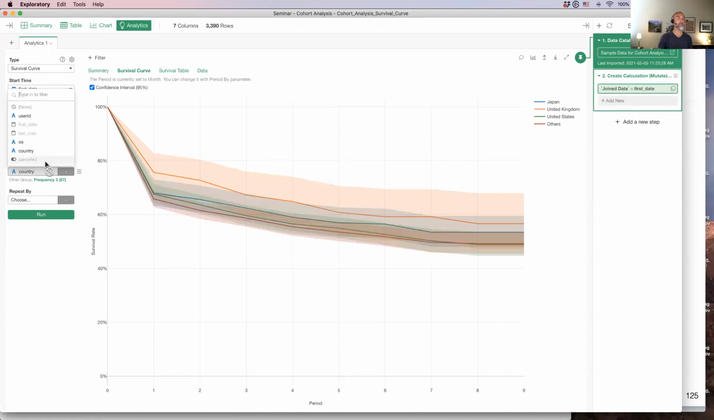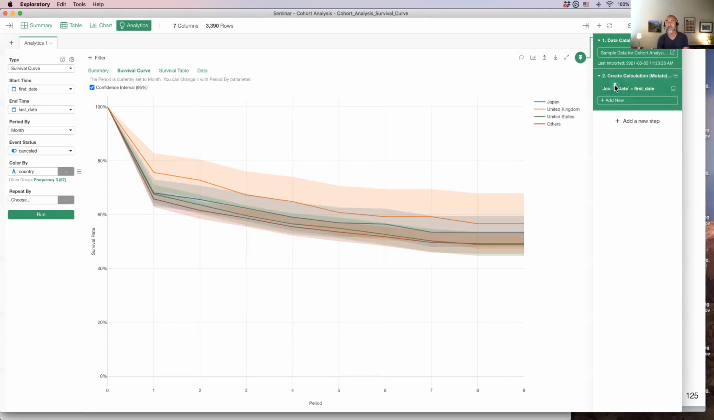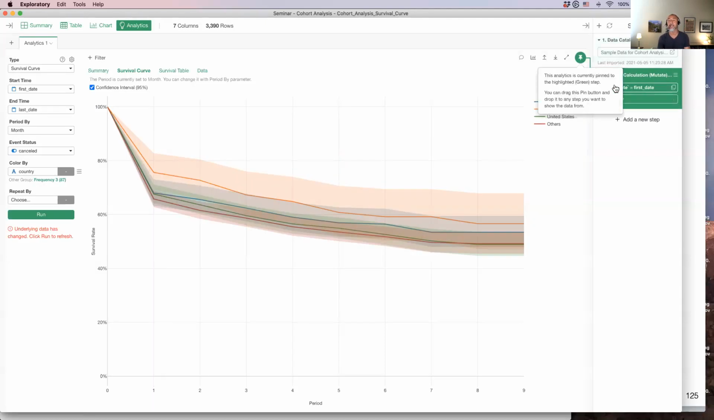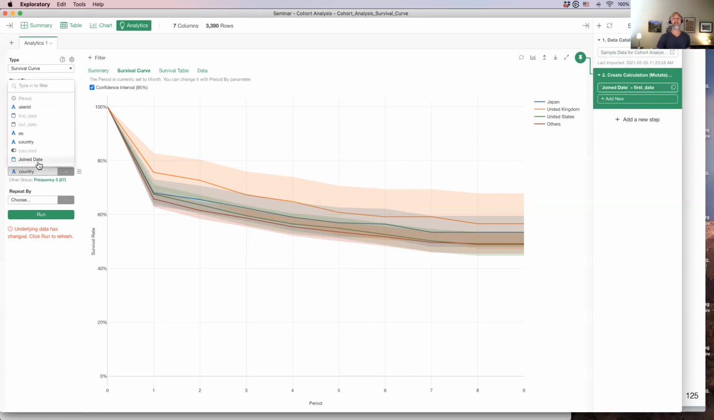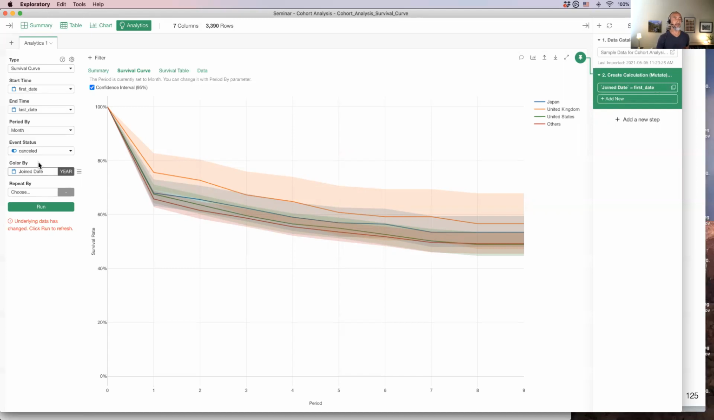Then the join date is not there, because the pin button on the right-hand side is still pinned to the step before I created this join date column. So I'm going to move this pin to the second step. This way, now I can see that join date column in the dropdown. Then I'm going to select it.